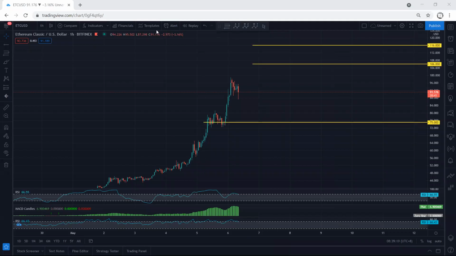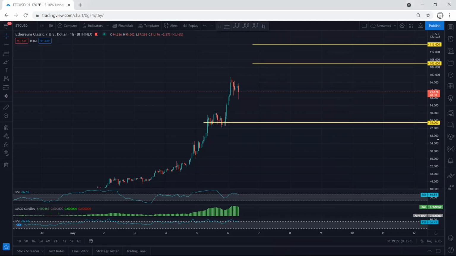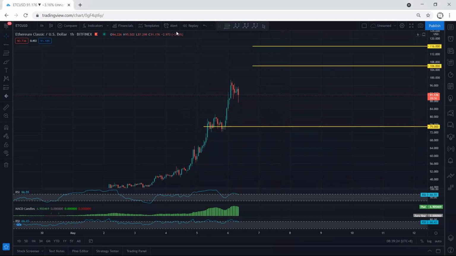ETC, we start with the 1 hour chart. I just want to give a quick update. First of all, if we refer to our analysis in my last video when the price was here, we mentioned if we want to look for buy, wait for the correction. And as we can see, the price dropped.